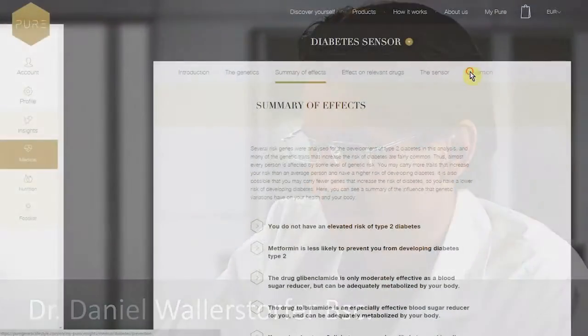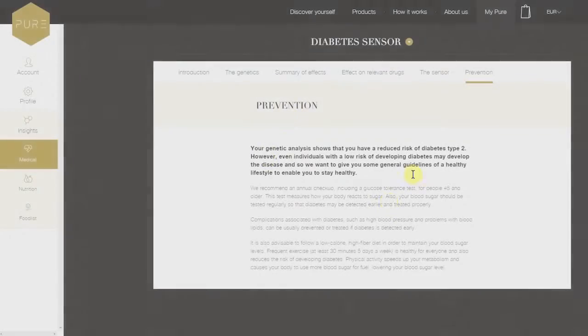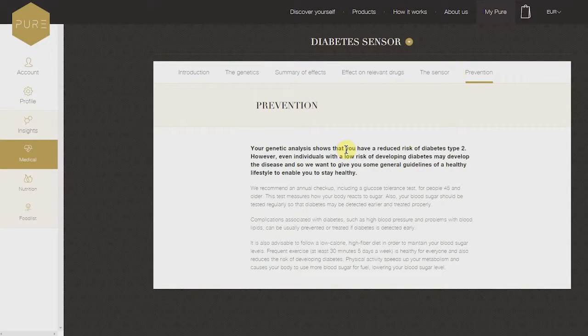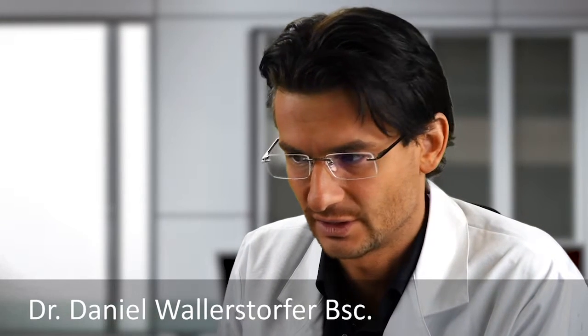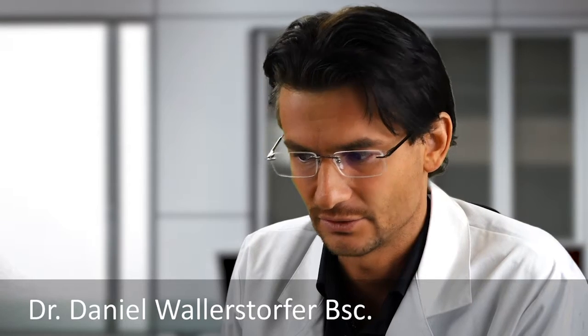So if you click on prevention, you will find a lot of information that will help you change your lifestyle to reduce your risk of developing diabetes, which might be quite high, might be lower. So do read through this information. It will tell you what to look out for to ensure that you have a healthy lifestyle and prevent the development of diabetes altogether.